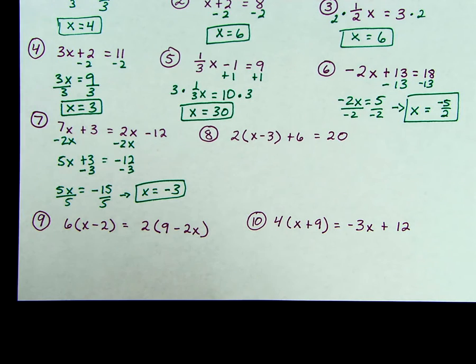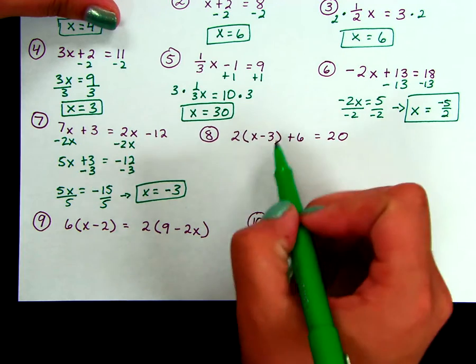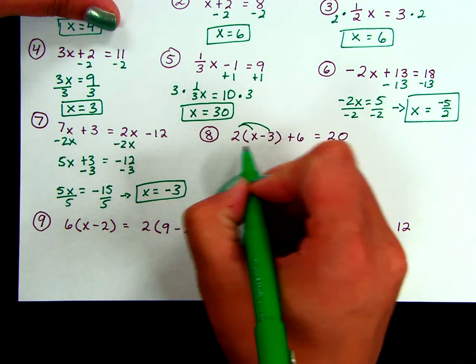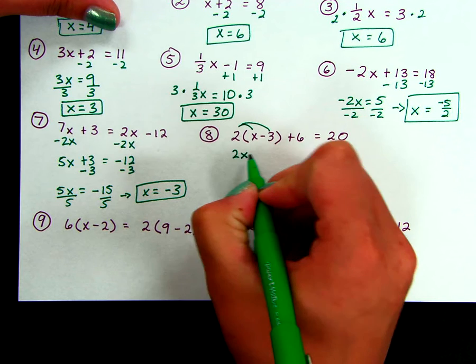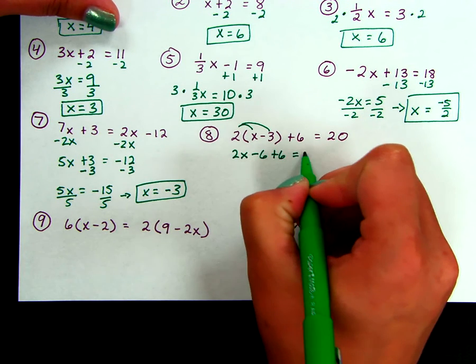All right, so next problem, it looks like we have a group. So that means that usually the easiest approach is to get rid of our grouping symbol by distributing that number in. So if we do that, we will end up with 2x minus 6 plus 6 equals 20.